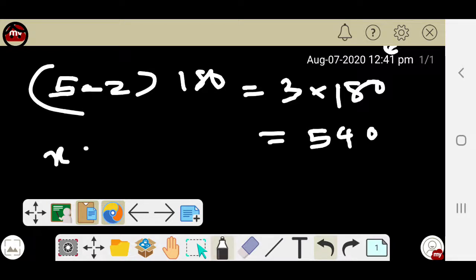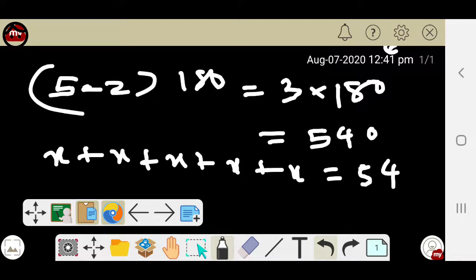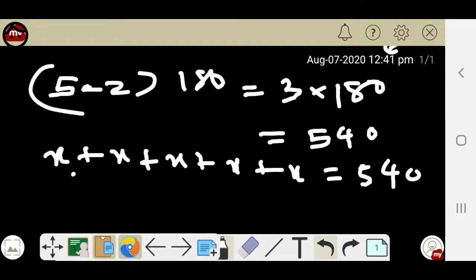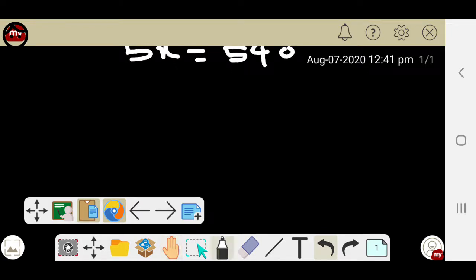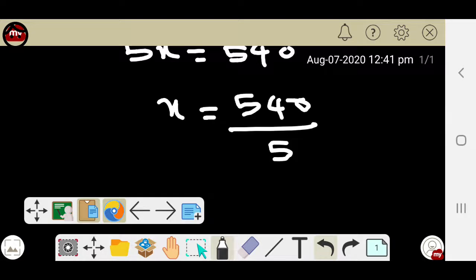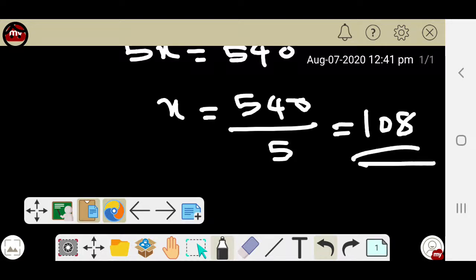5 angles. x plus x plus x plus x plus x equal to 540. So 1, 2, 3, 4, 5. 5x equal to 540. If 5x equal to 540, what is x? x equal to 540 by 5, 108. So the measure of each angle equal to 108.